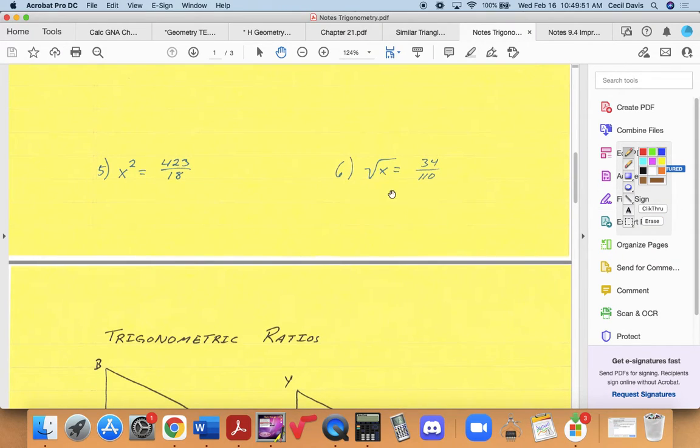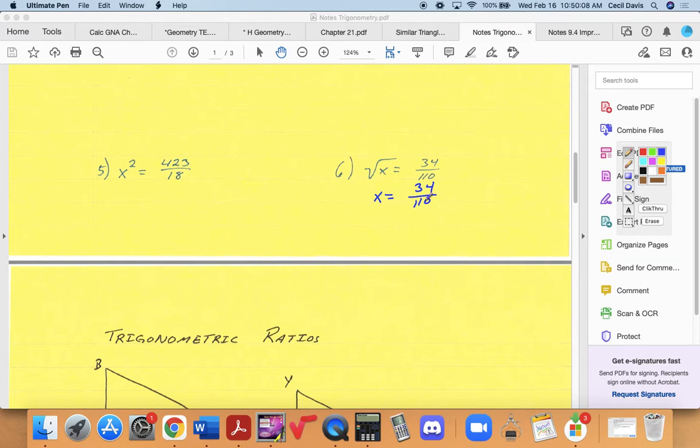All right, last one on this page, we have the square root of x is equal to 34 over 110. How do we get x by itself here? Square. We square both sides, because squaring is the opposite or inverse operation of taking the square root.